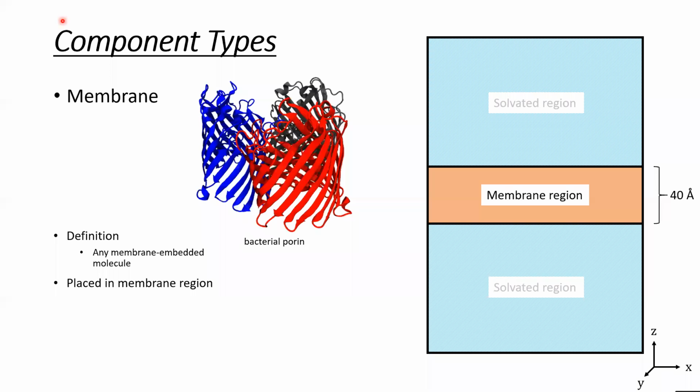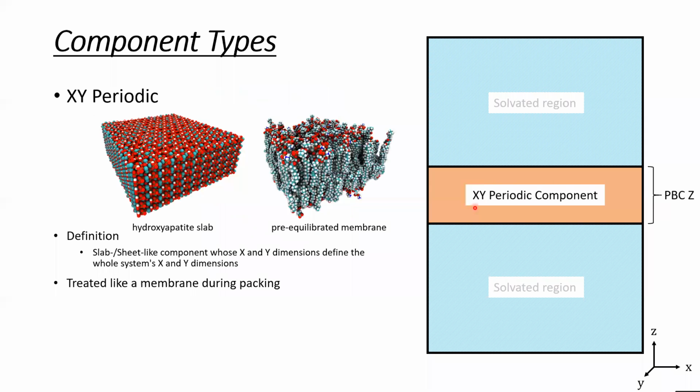Then membrane molecules, so this is not membrane, but something located inside of the membrane, are going to be placed in this region during the packing process. Whereas if you have some kind of periodic slab-like material, then instead of being placed in the solvated region, it would be placed in what we're calling the membrane region. It is the membrane. You can use an actual membrane here, or you can use something membrane-like in its shape.